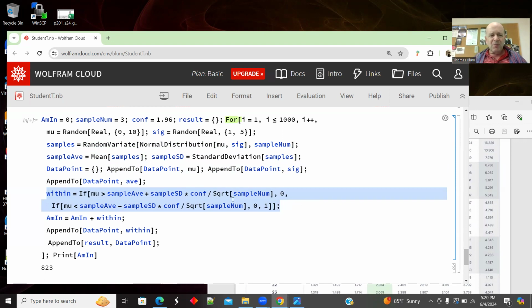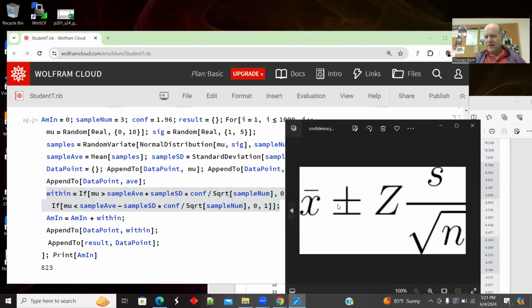Okay. So you remember that mu is the actual mean of the distribution, and sigma was the standard deviation. But sample av was the average of my 3 samples, and sample standard deviation is the standard deviation of my 3 samples. And now I want to do this confidence interval. So I want to ask the question, is mu, the population mean, outside of the range? If it's greater than the sample average plus the sample standard deviation times some confidence number, I'm going to use the 1.96 and show that it's wrong. And then there's my square root of the number of samples.